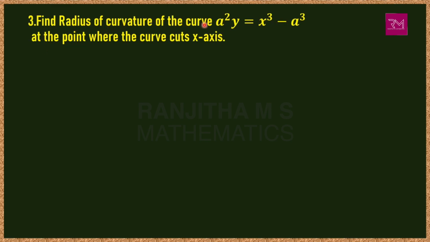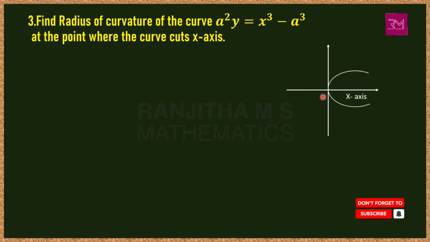Find the radius of curvature of the curve a square y equal to x cube minus a cube at the point where the curve cuts the x-axis. Here we have to note that they have not given the point directly. Instead, they have mentioned that the given Cartesian curve cuts the x-axis. This figure represents the given curve cutting the x-axis.